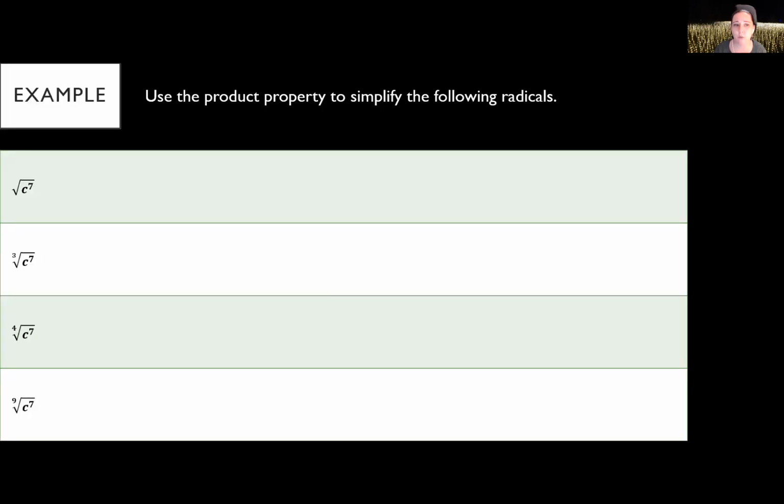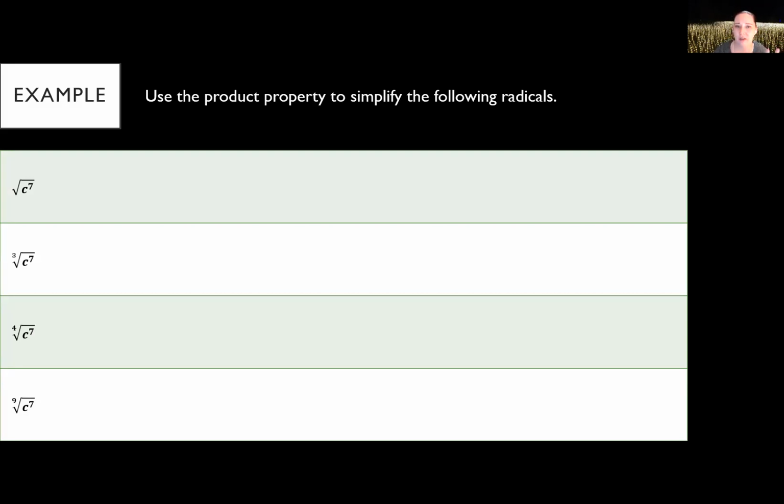So we're going to start with very simple ones. They're all c to the 7th. Sorry, I left my water downstairs, so I don't want any water to tickle my throat.